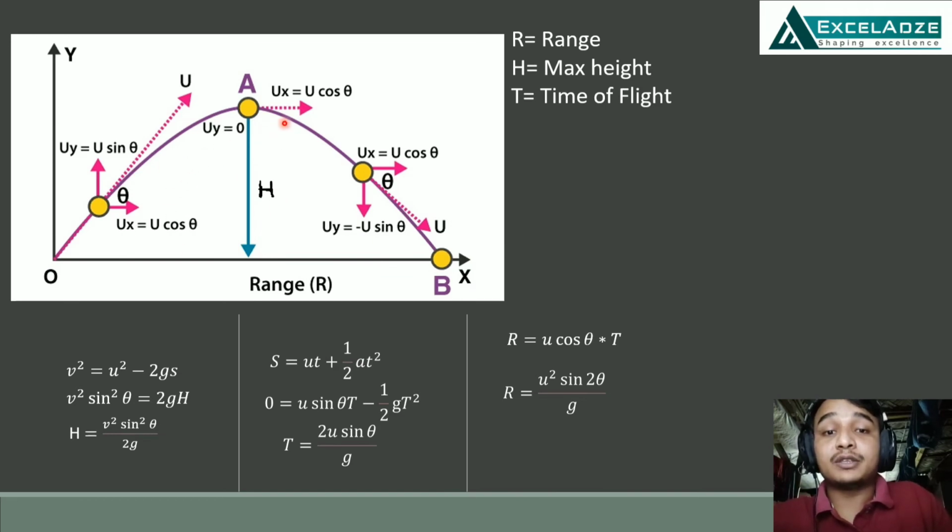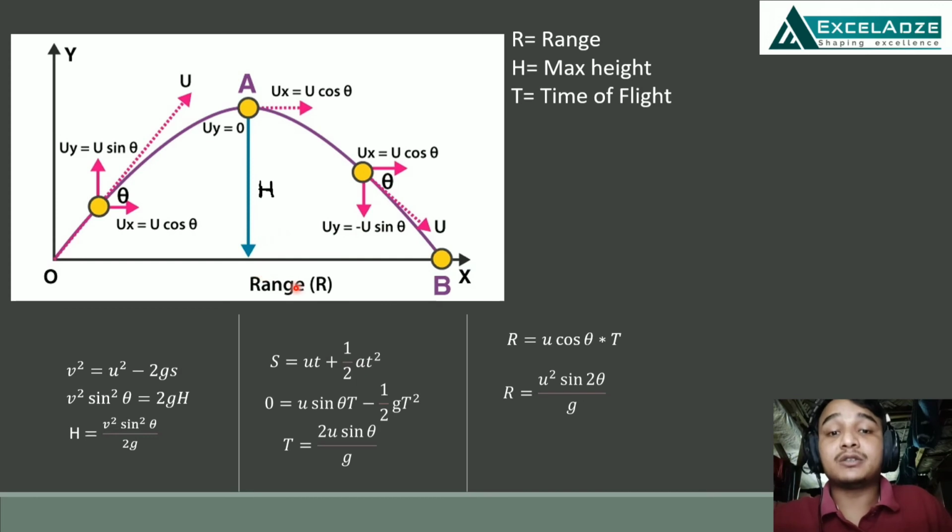At some point it will be 0. This point will be the maximum height reached by the projectile, and it has no velocity left to move upwards. After that, it will start moving downwards and start to fall and gain velocity in the downward direction. Eventually it will fall on the ground.